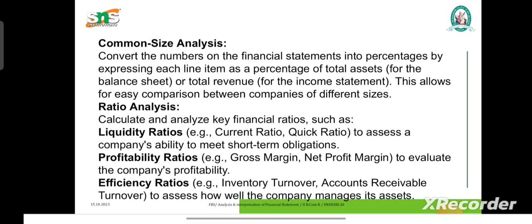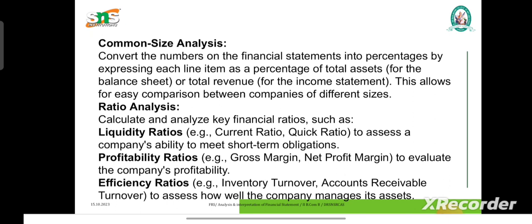Next one is common size analysis. Convert the numbers of the financial statements into percentages by expressing each line item as a percentage of total assets for the balance sheet or total revenue for the income statement. This allows for easy comparison between companies of different sizes.